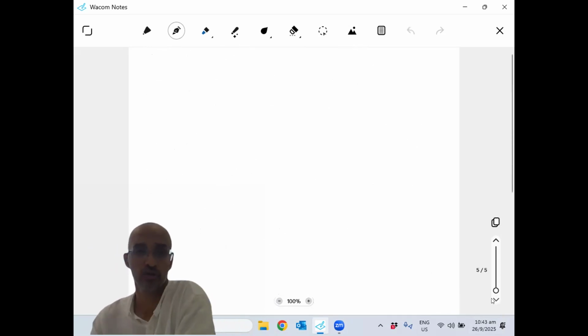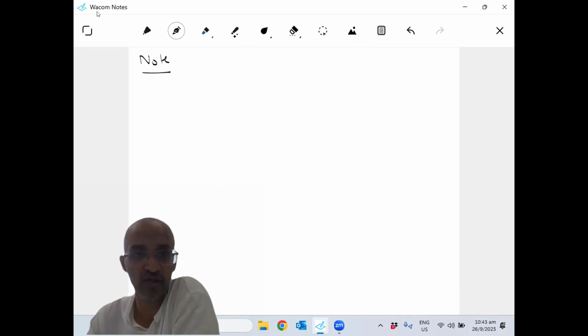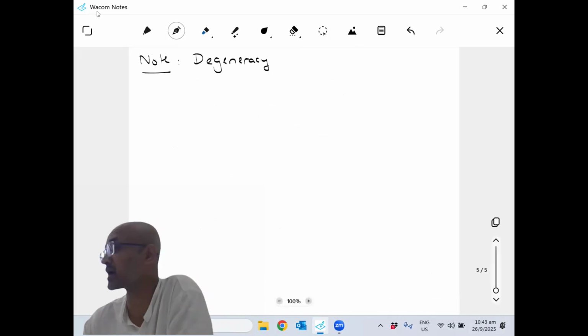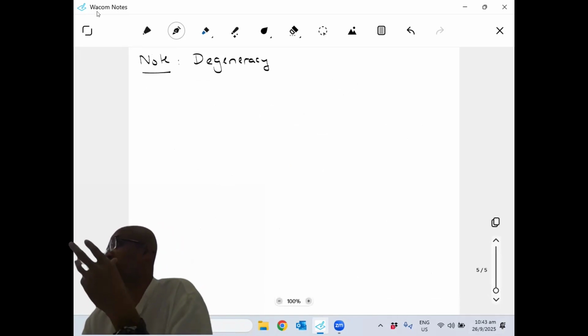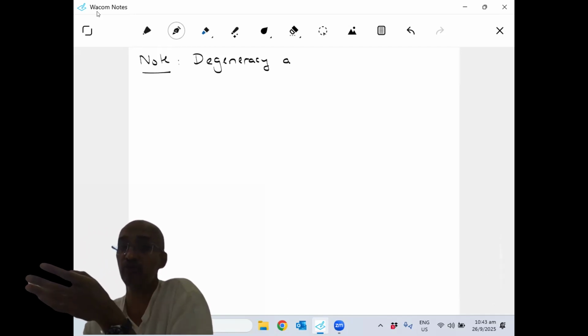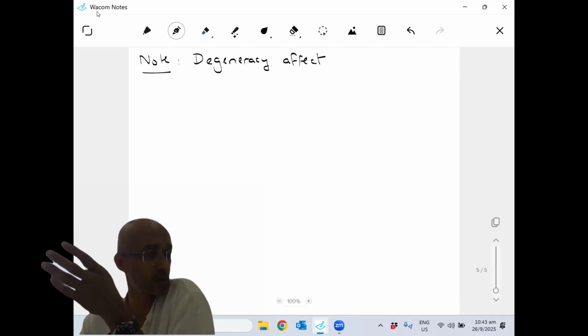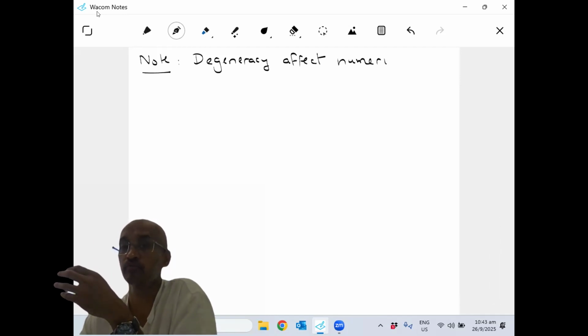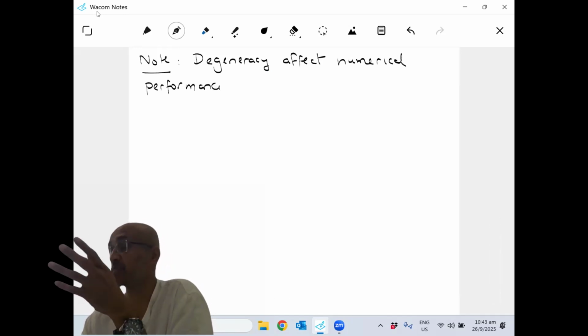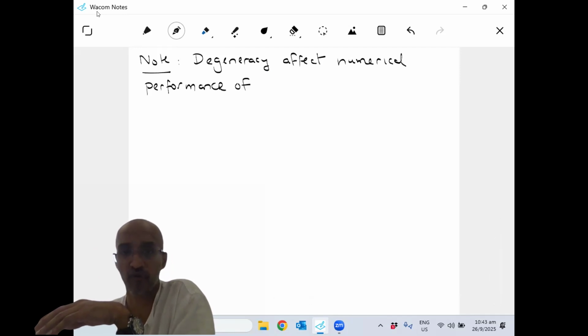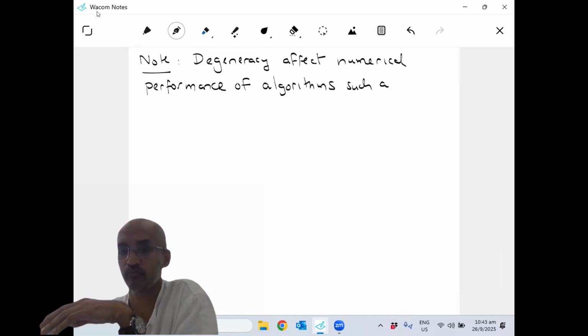I do want to make a note that degeneracy is not just a mathematical issue that we don't worry too much about. Actually, degeneracy affects the numerical performance of algorithms, especially simplex type methods can get affected by this. Numerical performance of algorithms such as simplex.